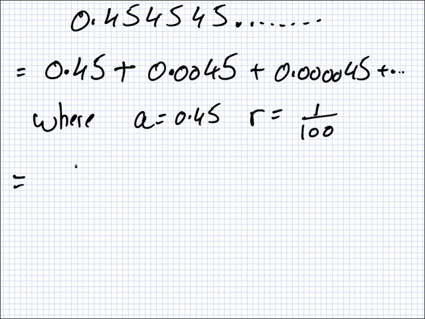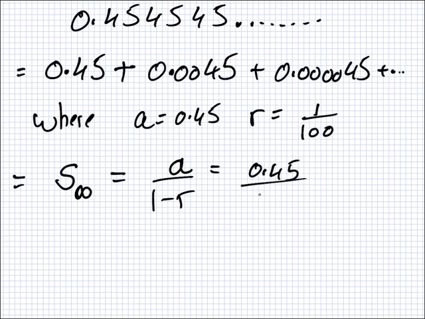So this equals S infinity, and we have a formula for it, don't we? a over 1 minus r, 0.45 over 99 over 100, 5 over 11, is it? If you type 5 over 11 in, you should get 0.4545. You do, yeah?